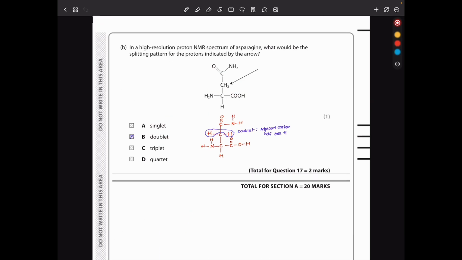Then in part B, they say in a high resolution proton NMR spectrum of asparagine, what would be the splitting pattern for the protons indicated by the arrow? When we look at these protons, this carbon has no hydrogen, but this carbon has 1 hydrogen. So the splitting pattern is going to be 1 plus 1, giving us a doublet. And so the answer is B.